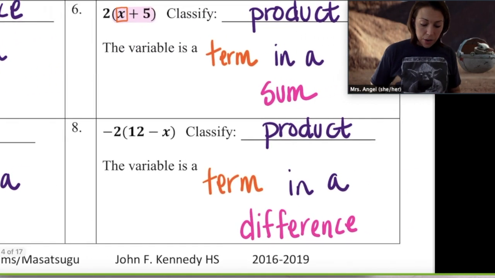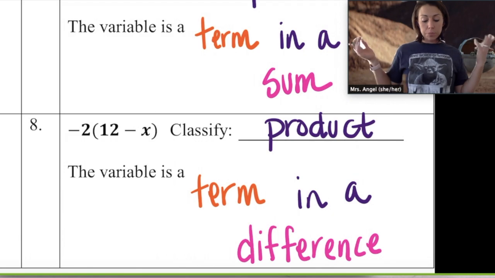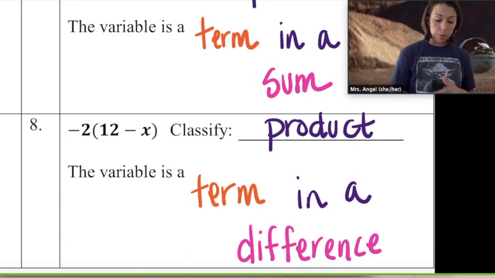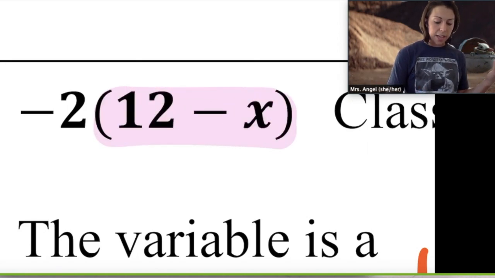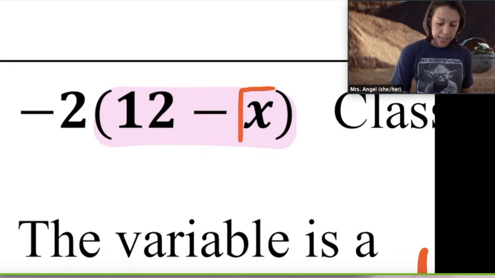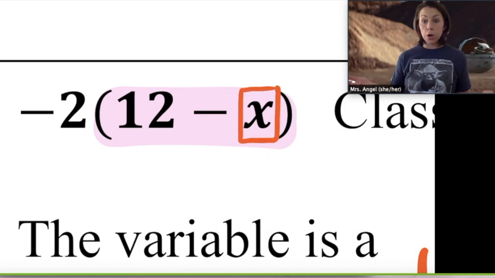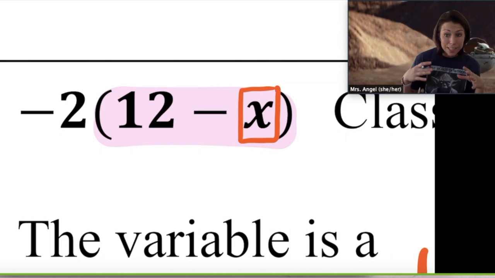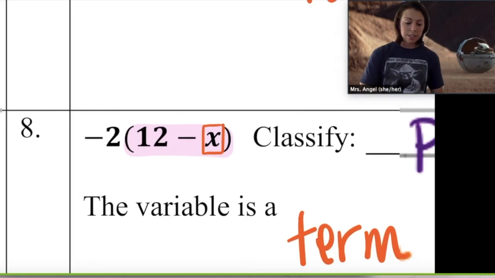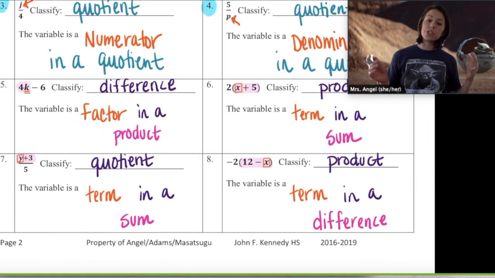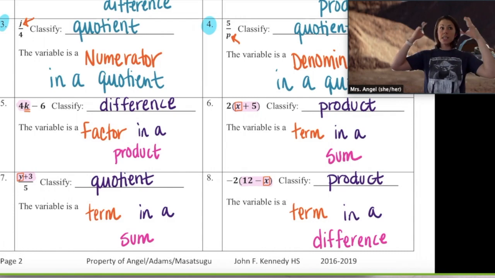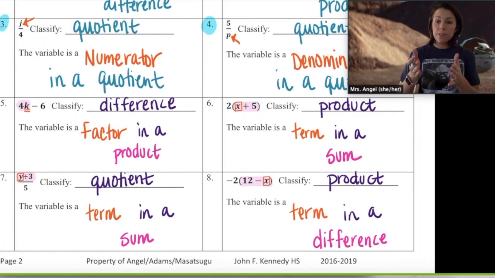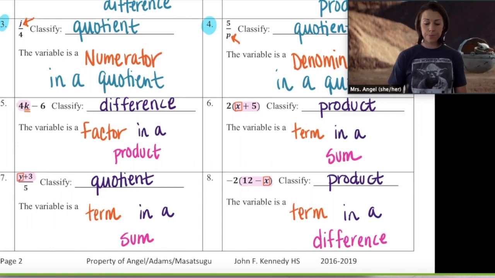And finally, in number 8, the classification is a product, but the variable is a term in a difference. Because if you zoom in here, the variable is part of this group, 12 minus x. And that means it's part of a difference, and since it's standing on its own, that makes it a term in the difference. That difference is part of the overall product. So when you're looking at mixed operations, and the more we get into this, it's helpful to realize what the entire expression is, but then specifically what's happening to that variable.